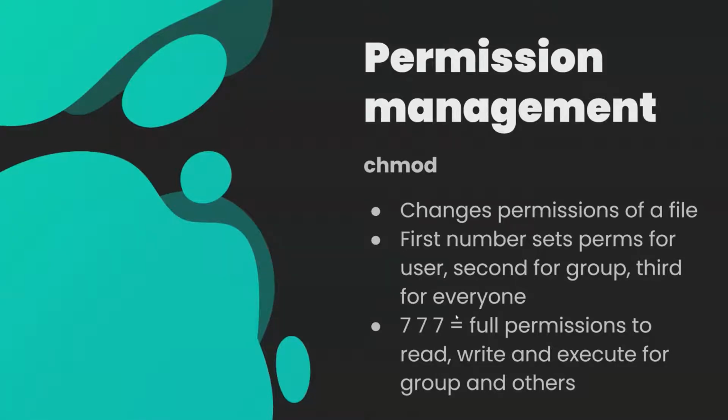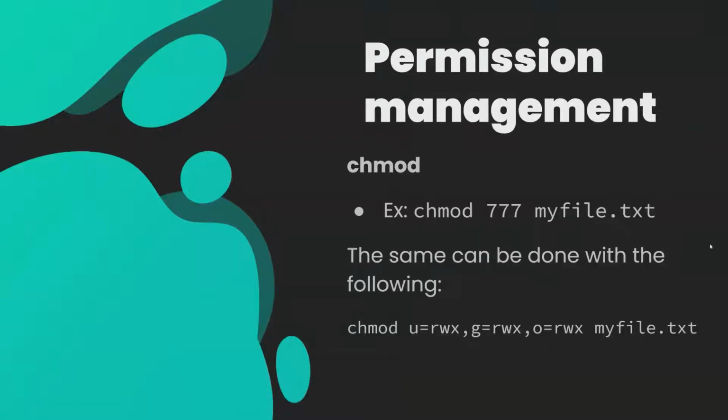I don't remember the range of numbers. I think it's probably like 0 to 7. But I don't generally like using the numbers because it's not that clear. There's another way that you can do this exact same command without using those numbers. So that was the example that I showed you, chmod 777 myfile.txt.